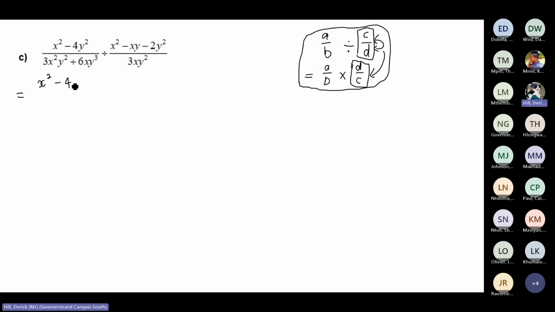The first fraction is going to stay the same, x squared minus 4y squared, over a denominator of 3x squared y squared plus 6xy cubed.